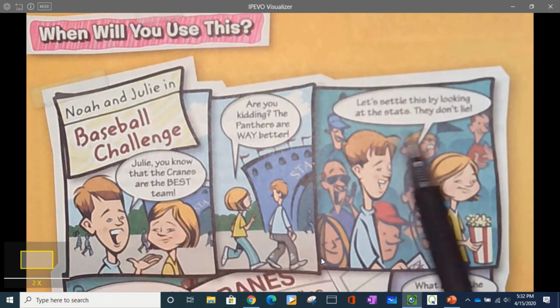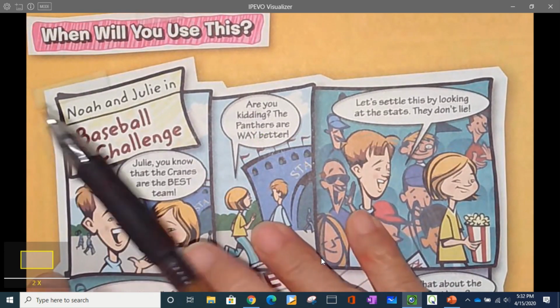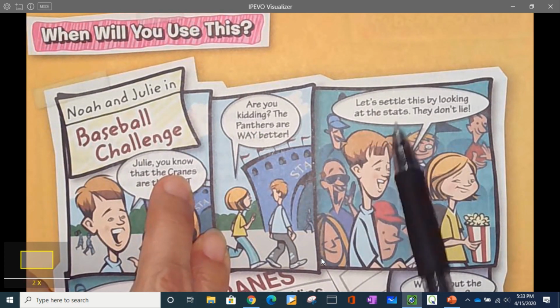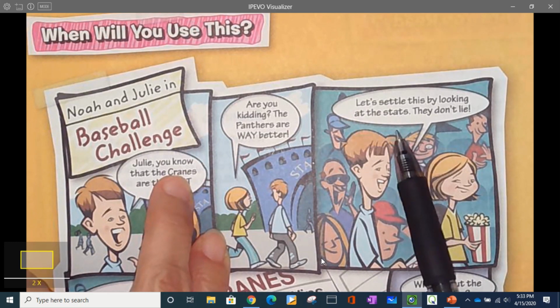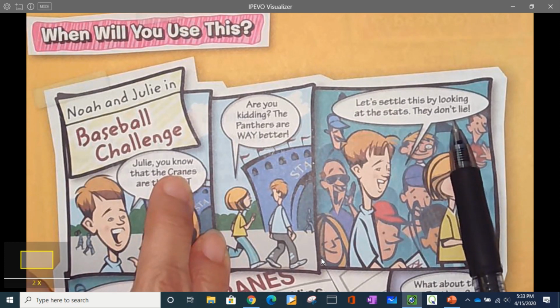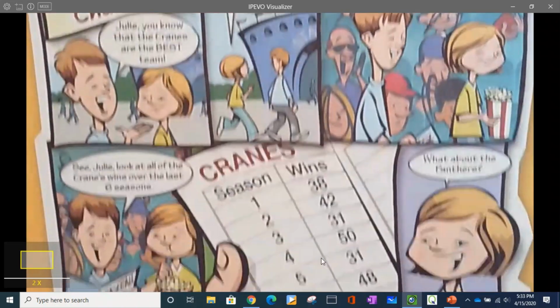Stats, again, students, are, let me fix this, make sure it's nice. There we go. Stats are actually putting a bunch of numbers together. It's a short way of saying statistics. So let's settle this by looking at the stats. They don't lie. So you have to figure out how to put the stats together. Let's go ahead and go to the next part.